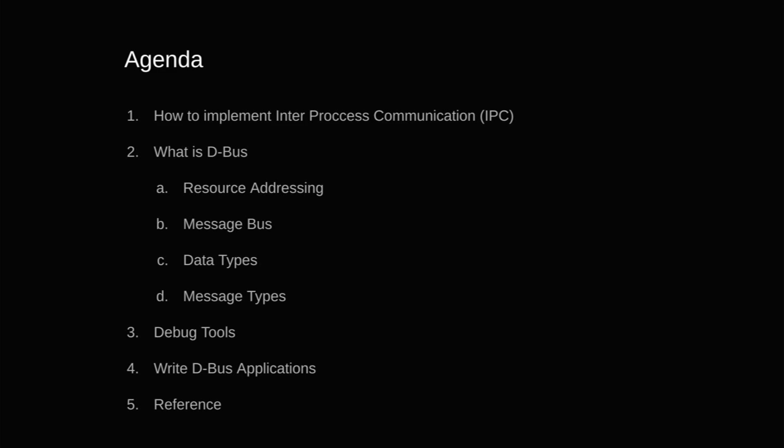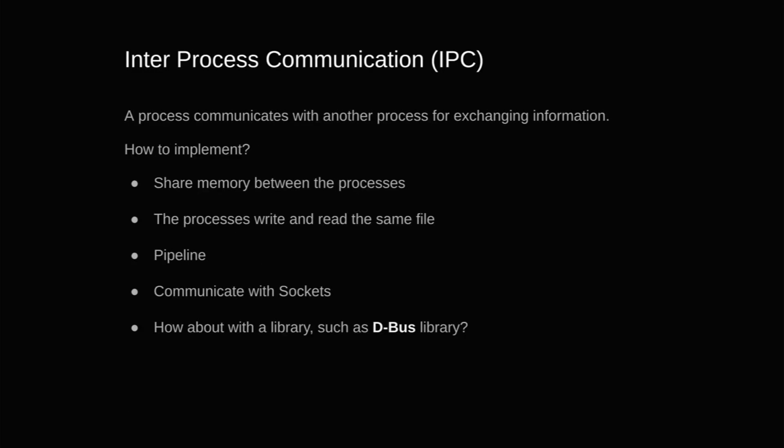Here's the agenda. When we're talking about inter-process communication, IPC, it's a process communicating with another process for exchanging information. But how to implement it? The textbook taught us we can use shared memory between the processes, or the processes can write and read the same file. This can combine as a kind of pipeline. However, for memory protection issues, programmers separate the process memory space totally.